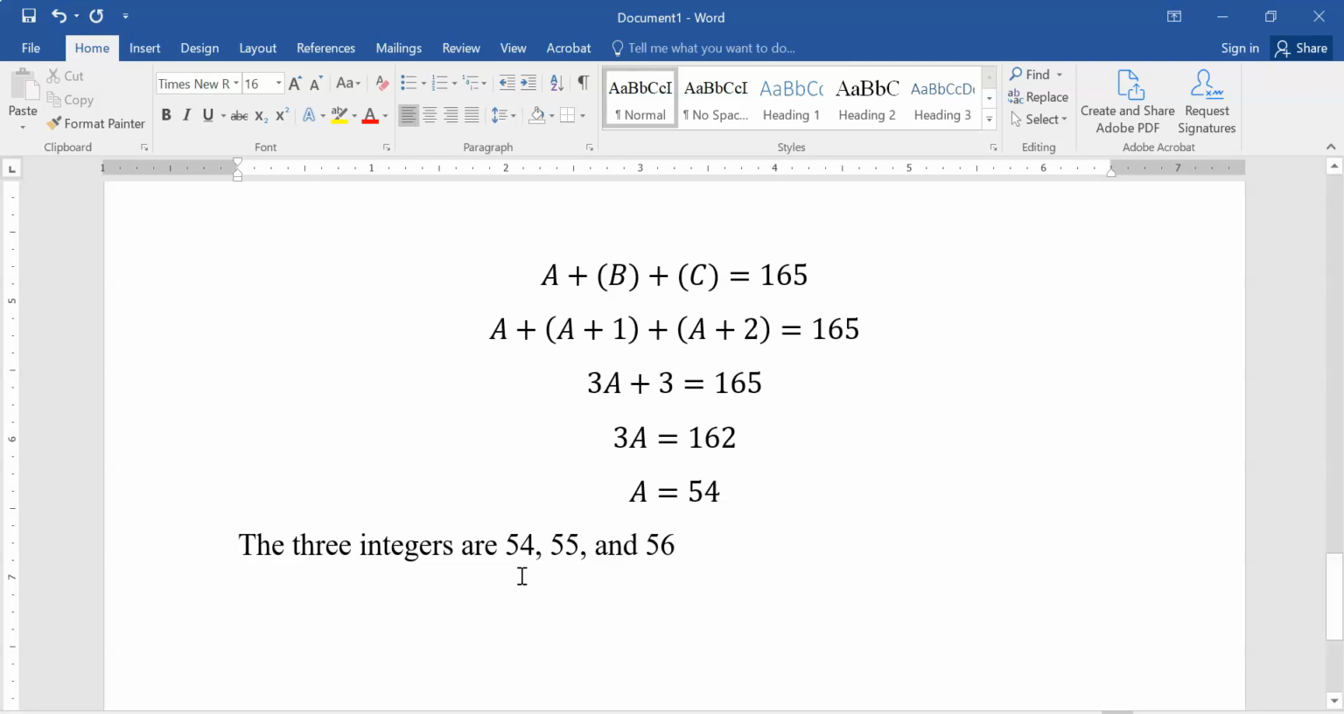And by the way, you can double check that. There are three integers that are in a row. And also, if you add those up, you should end up with 165. So there you go.